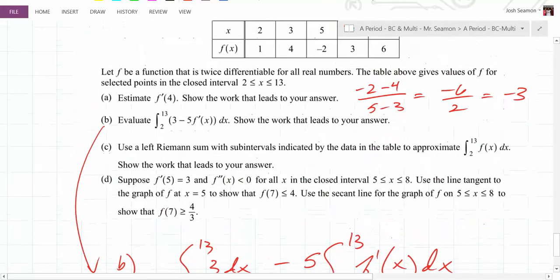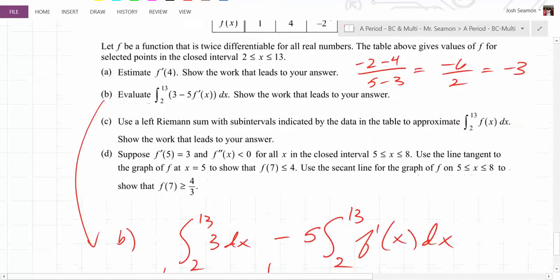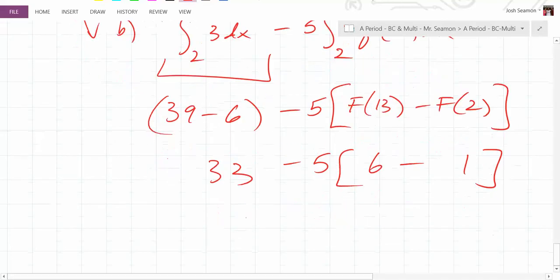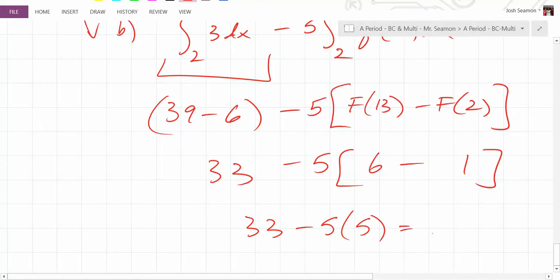Do we have estimates for both of those? Yeah. What's f of 2? 1. And what's f of 13? 6. So can you do this directly from the chart? Yes. It's kind of nice. They're setting you up. This is an interpretive question, right? So it's going to be 25 to 8. Is that what you got? Does that kind of make sense?